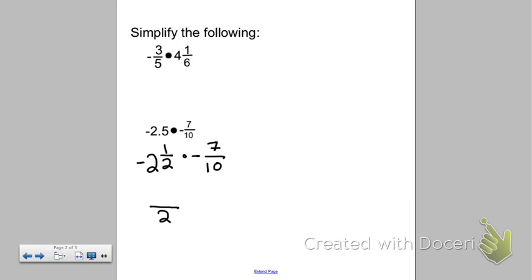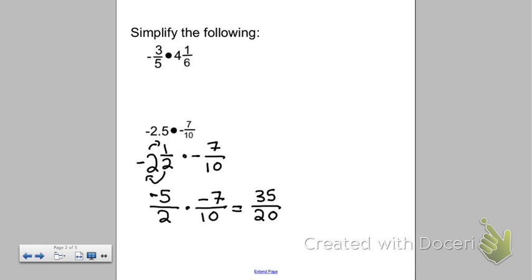My denominator of 2 can stay. 2 times 2 is 4, and then I'm going to add 1 to give me 5. The negative I'm going to bring to the numerator this time. Multiplied by -7/10, I'm going to bring that negative to the numerator again. Now I'm just going to multiply directly across. -5 times -7 is 35. 2 times 10 is 20.